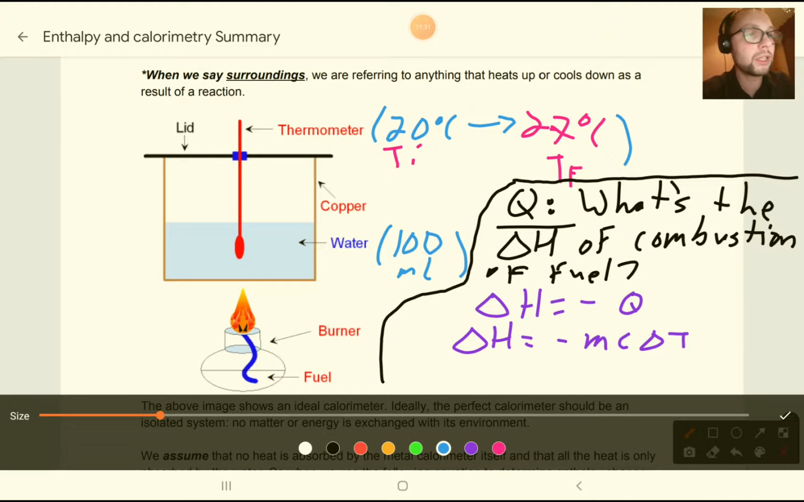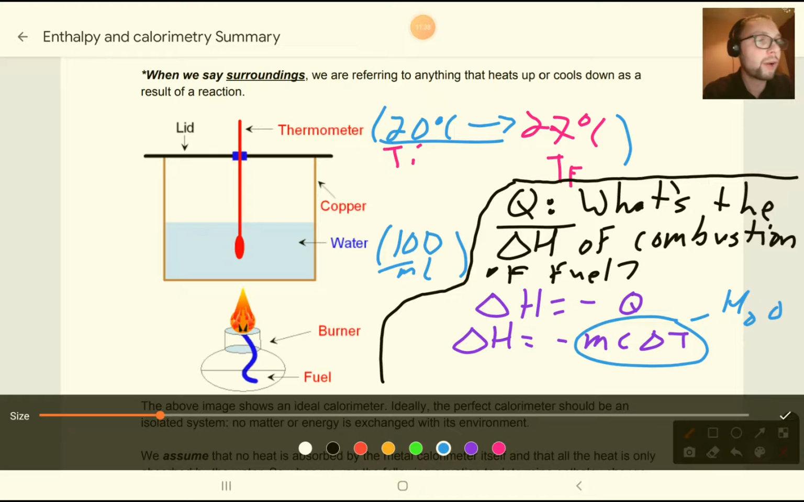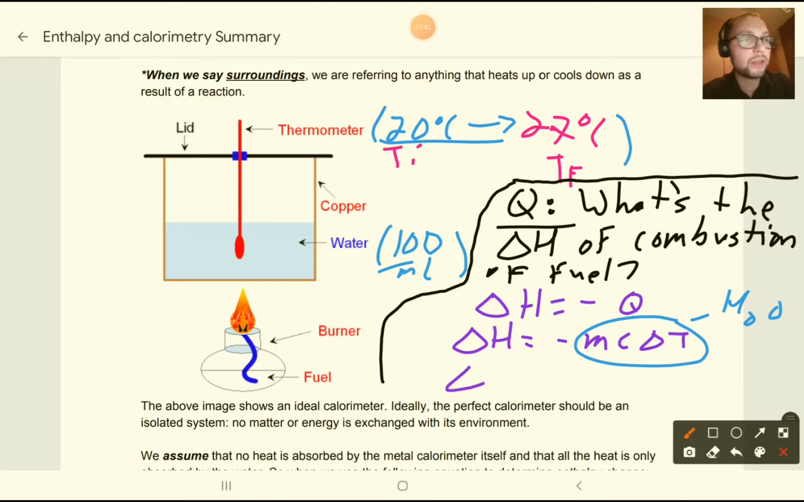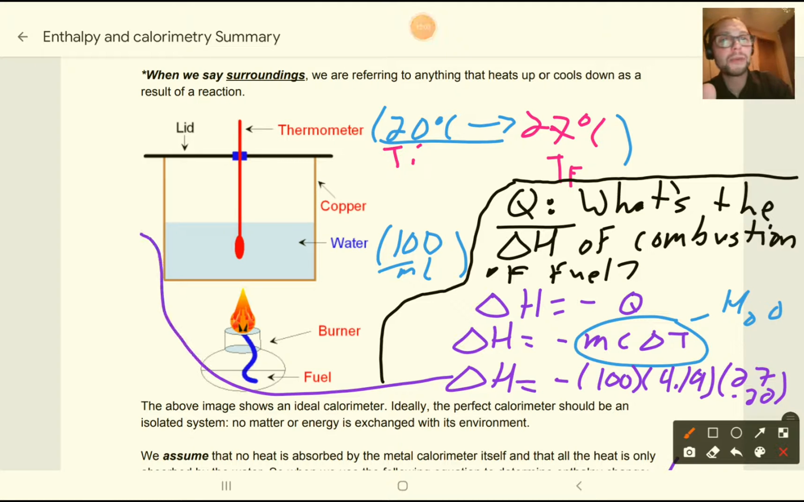And of course, all these values are going to belong to the water, which we've mentioned over here. And so when we plug in our values, delta H is equal to negative 100 multiplied by 4.19 multiplied by 20, it'll be 27, it's final minus initial, 27 minus 20 degrees. We end up getting the following value. And I'm going to write my answer over here because I'm running out of room.